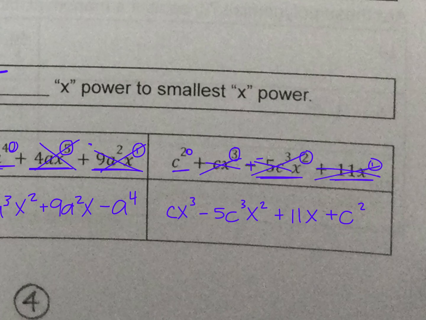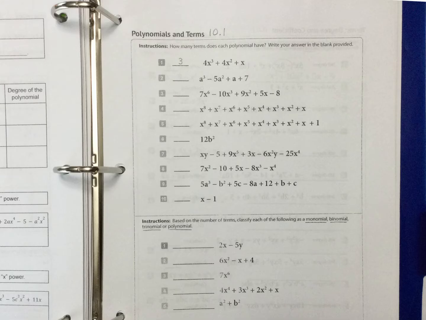All right, flip over to page 5 for me. The top section is asking how many terms, so how many groups? 1, 2, 3. 3 groups. What about the next one? I got 1, 2, 3. I got 4 groups there.